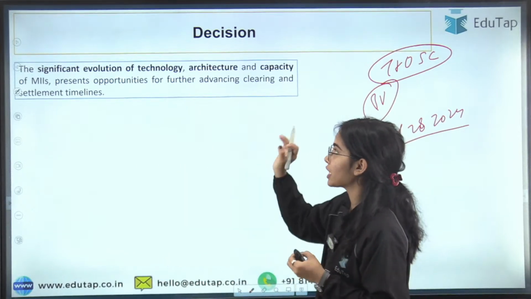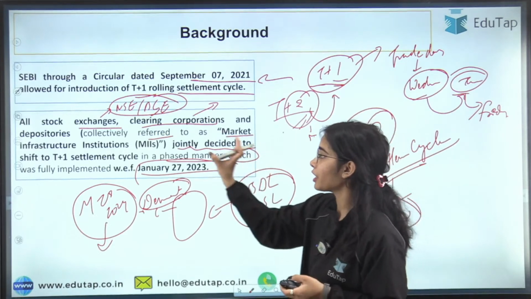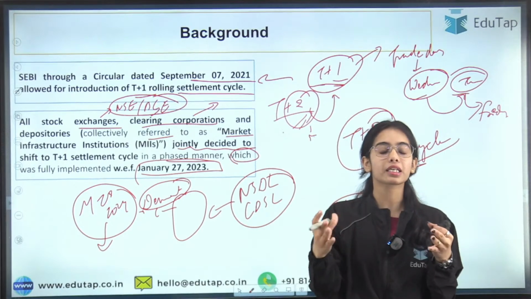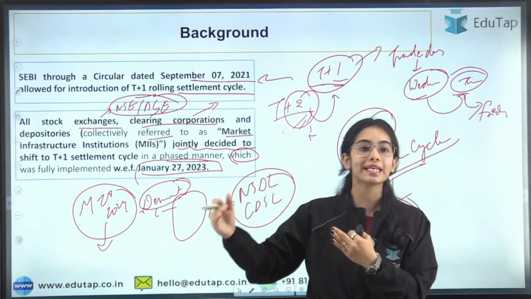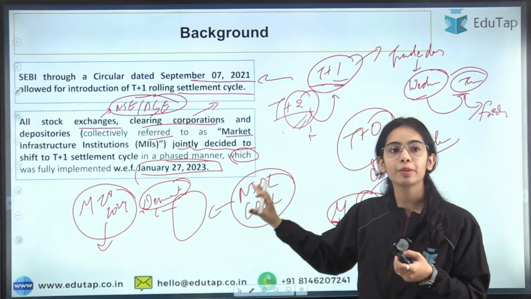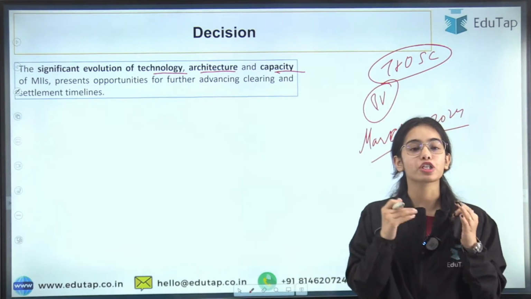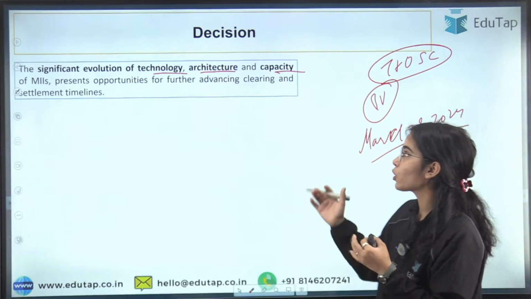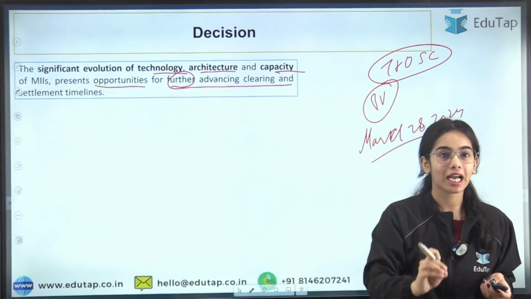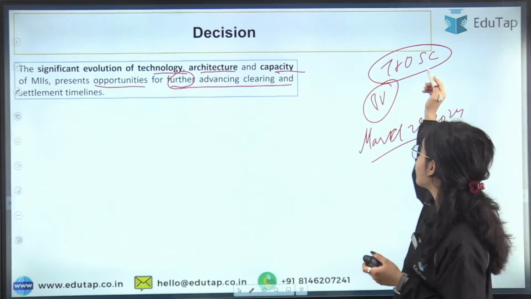Significant evolution has happened in the technology, architecture, and capacity of the market infrastructure. The market infrastructure institutions, that is the stock exchanges, have best-in-class infrastructure and technology. The clearing corporations are able to clear and settle trades very fast, and the depositories such as NSDL and CDSL are able to keep securities in demat form. So these institutions have the capacity, technology and architecture, and this presents opportunities for further advancing the clearing and settlement timelines, shortening them from T+1 to T+0. So we are further moving ahead with this idea.